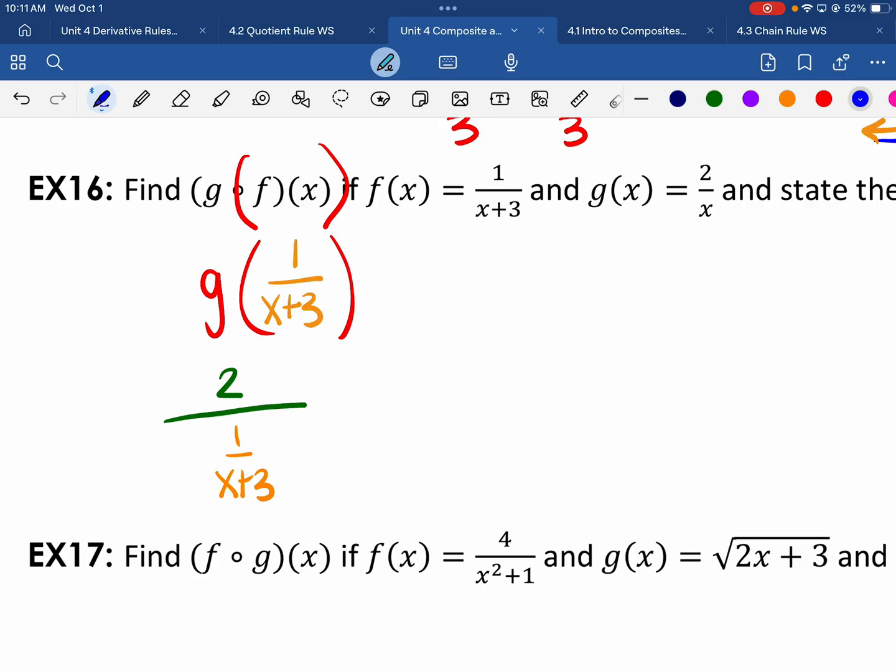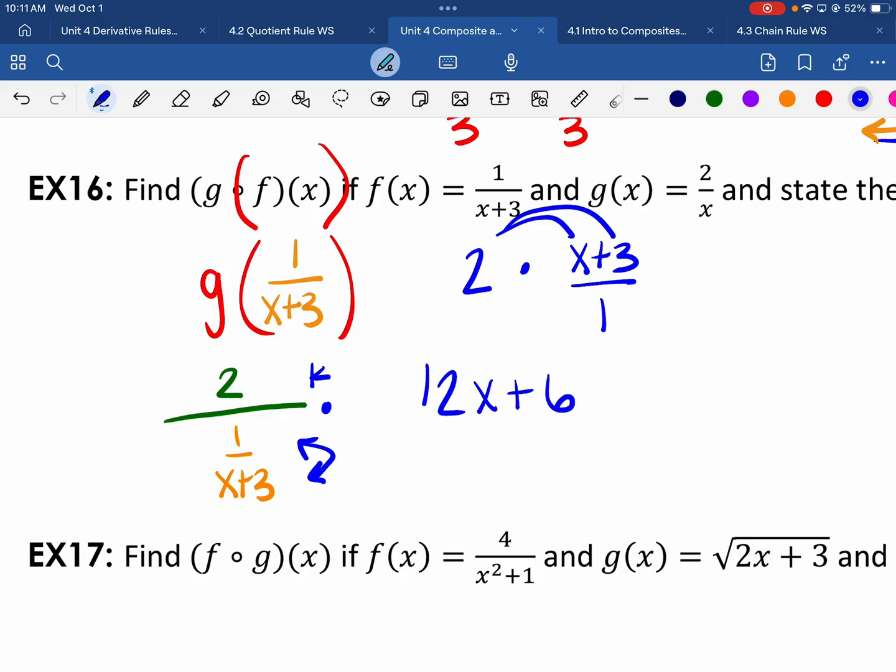What do you do when you have fractions and fractions? We're going to multiply. We're going to change, flip. So we're going to keep the 2, change the sign to multiplication, and flip that guy around. So 2 times x plus 3 over 1. So my composite function is going to be 2x plus 6. All right, that's what we did yesterday.